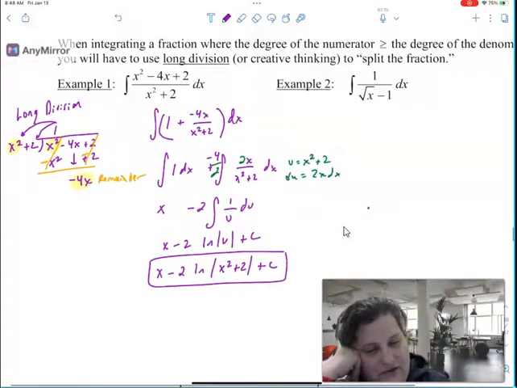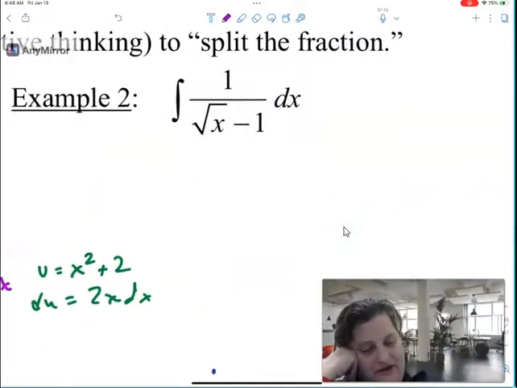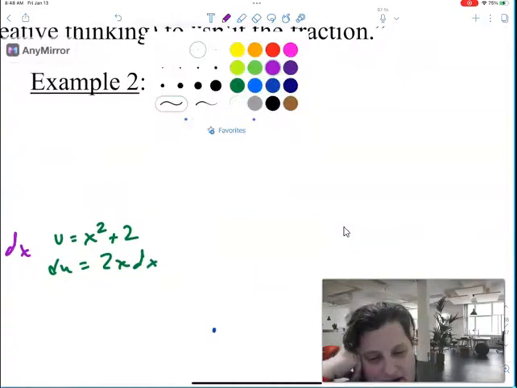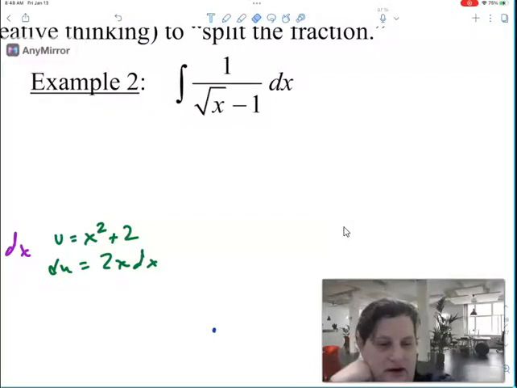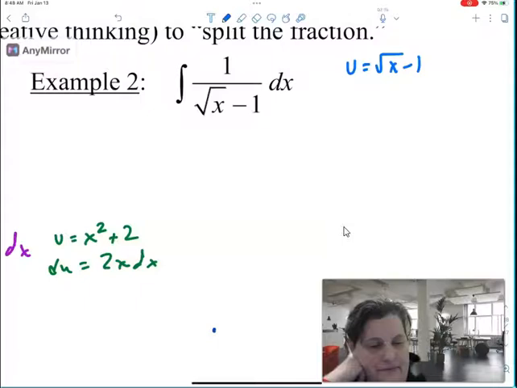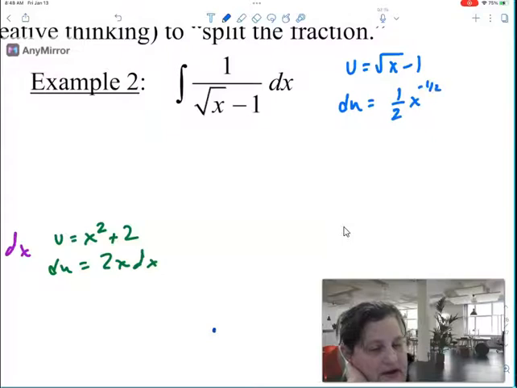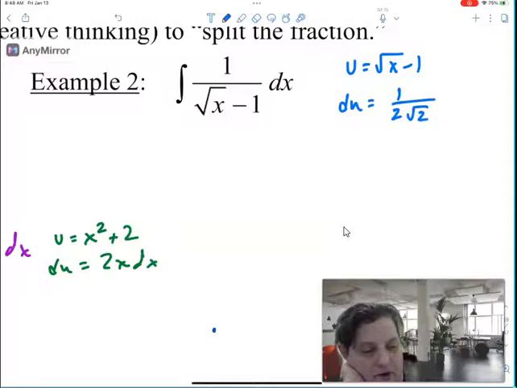Another way is, we might have to use creative thinking to split the fraction. Let's look over here. I cannot split this fraction; it's not letting me do that because there are 2 terms on the bottom. But look, I'm going to try a u-sub. Now the derivative of square root x is 1/2 x to the negative 1/2. I'm going to write that as a square root on the bottom: 1 over 2 square root of x dx.